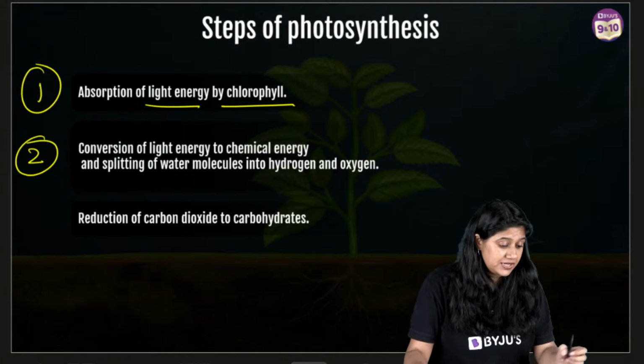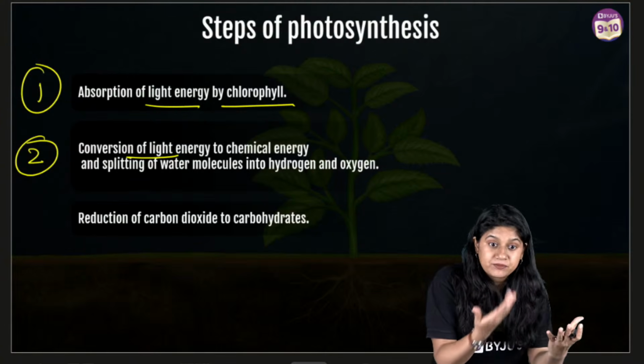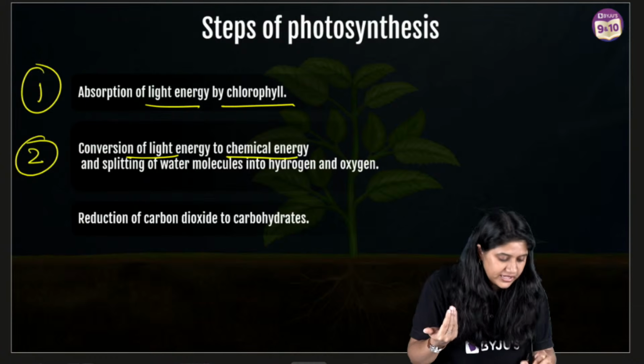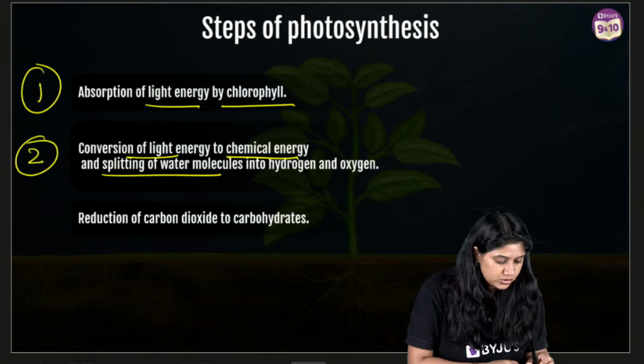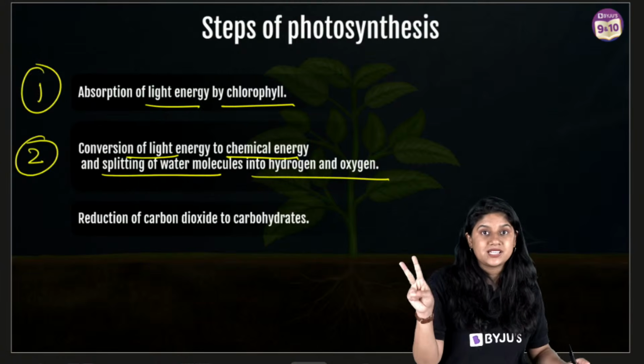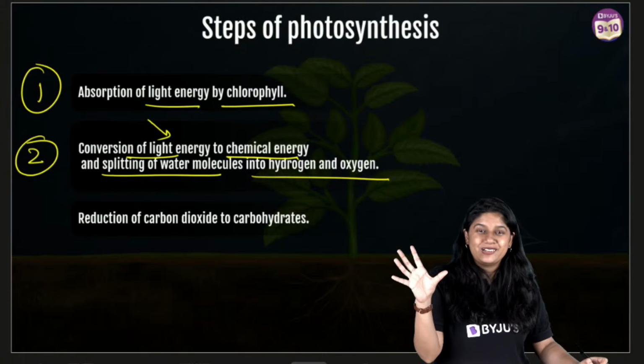Second step, we will see the conversion of light energy to the chemical energy. Now the light energy is changing into the chemical energy. We'll see the splitting of the water molecules into hydrogen and oxygen. So that is the second step. From the light energy, the change is happening to the chemical energy.